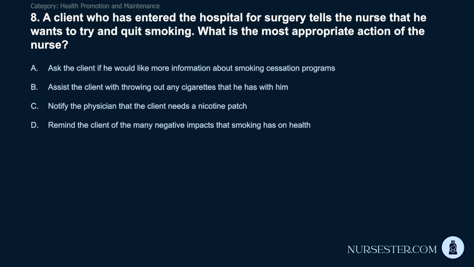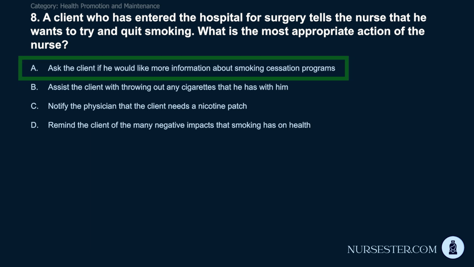8. A client who has entered the hospital for surgery tells the nurse that he wants to try and quit smoking. What is the most appropriate action of the nurse? A. Ask the client if he would like more information about smoking cessation programs. B. Assist the client with throwing out any cigarettes that he has with him. C. Notify the physician that the client needs a nicotine patch. D. Remind the client of the many negative impacts that smoking has on health.